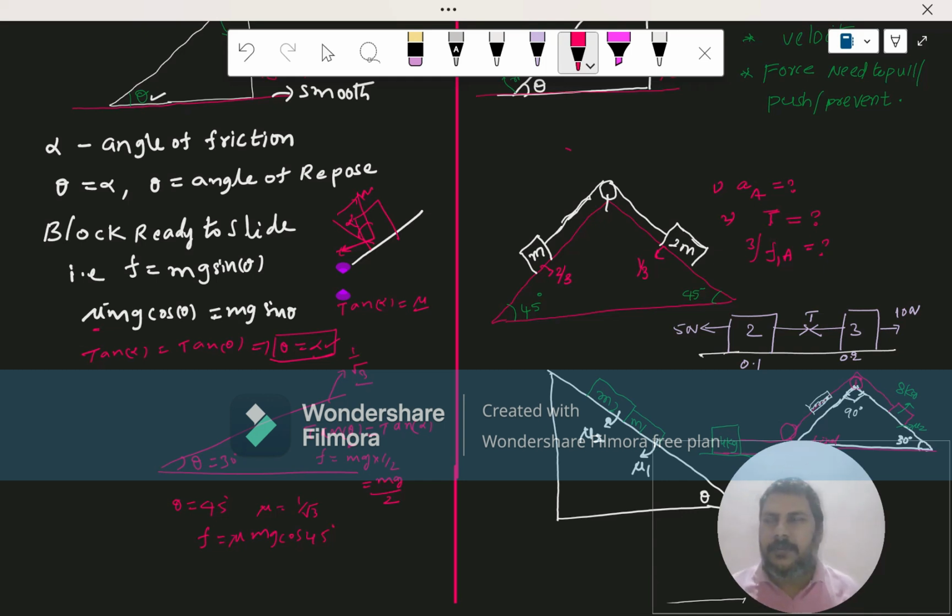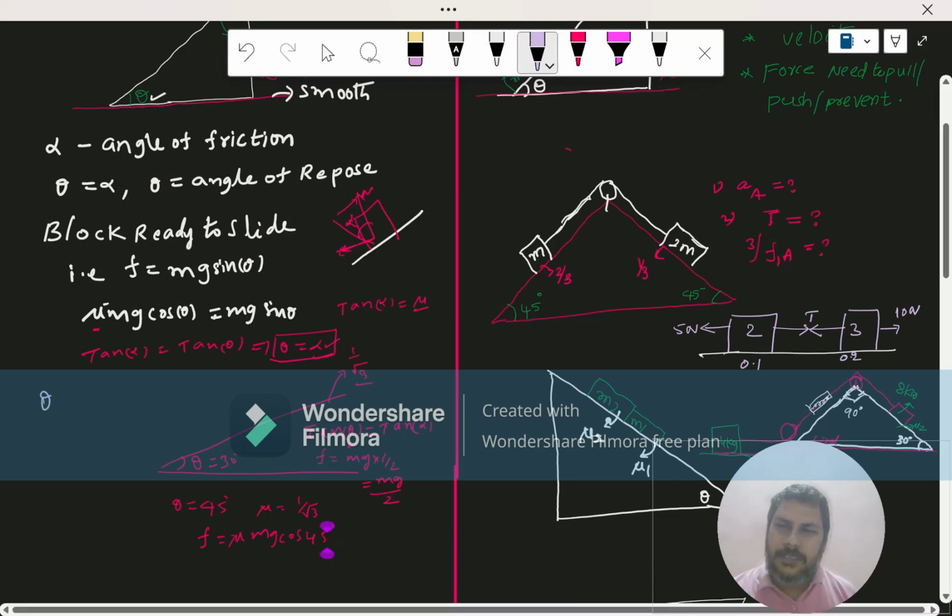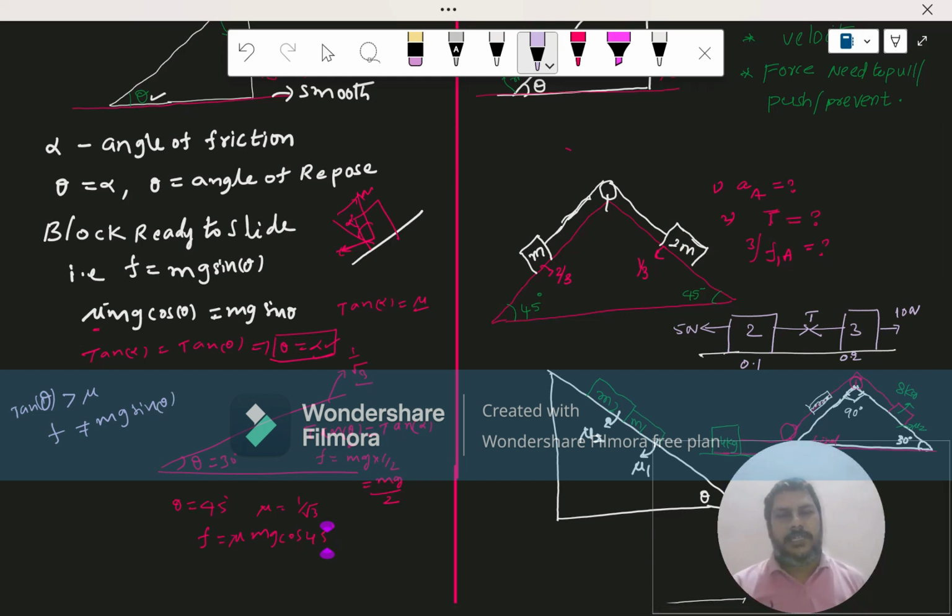If theta is less than or equal to the angle of repose, that means tan theta is not greater than tan alpha, which is mu. Up to that angle of inclination, the frictional force is equal to mg sin theta only. But when tan theta is more than mu, that is tan alpha, the friction is not equal to mg sin theta. Up to this value, friction is equal to mg sin theta only, no doubt at all. I hope you understand this.